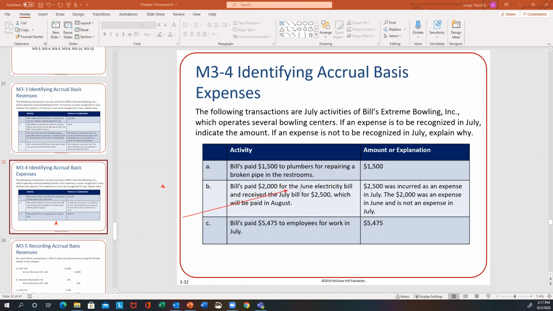They paid $2,000 for the June electricity bill and received the July bill for $2,500, which will be paid in August. So, of course, the $2,500 is an expense in July. The $2,000 was an expense in June and is not an expense in July. So there can always be timing differences between when you pay something and when it is billed. If you paid weekly wages, of course, that's going to be an easy one. That's going to be your expense.